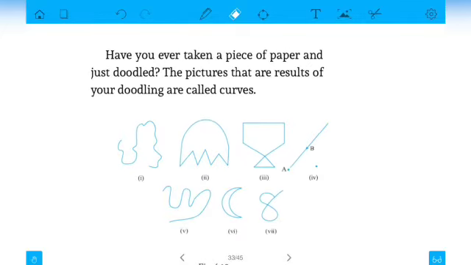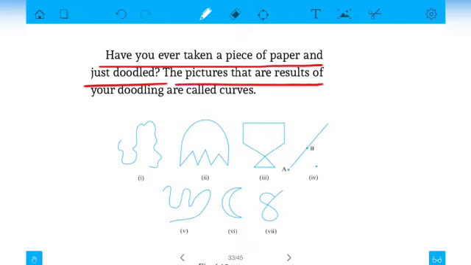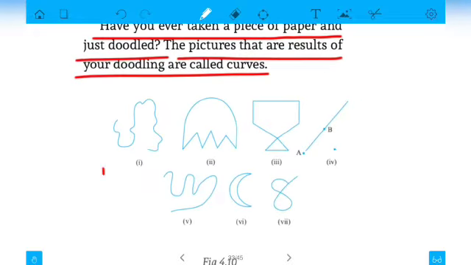Have you ever taken a piece of paper and just doodled? The pictures that result from your doodling are called curves. Whenever you take a paper and just doodle, you will see some figures like these. You can make different types of shapes also.